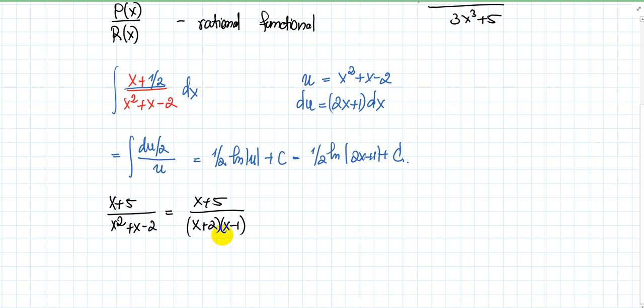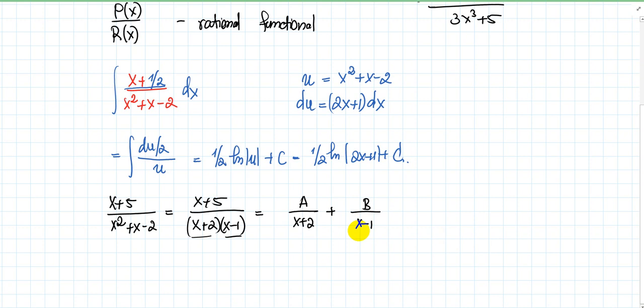Okay, so the first step is to split the denominator into this kind of multiplicands. So now we are going to write this as some constant A divided by x plus 2 plus another constant B divided by x minus 1. Okay? The idea is like this. So I know how to integrate this function, right? What will be the integration of this function? A over x plus 2.